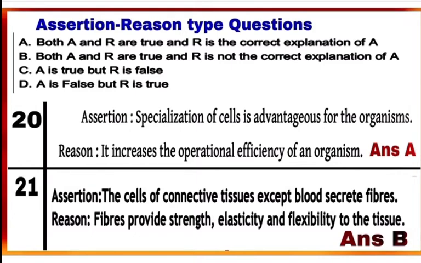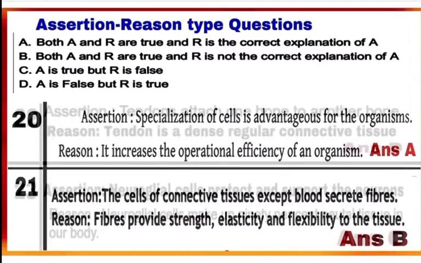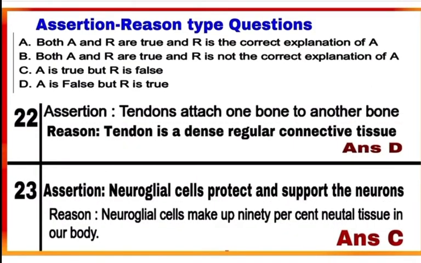So here correct answer is B. Both A and R are true but R is not the correct explanation of A. Question 22. Assertion statement. Tendons attach one bone to another bone. This is the false statement. Tendons attach skeletal muscles to bones. See the reason statement. Tendon is a dense, regular connective tissue. This is the true statement.